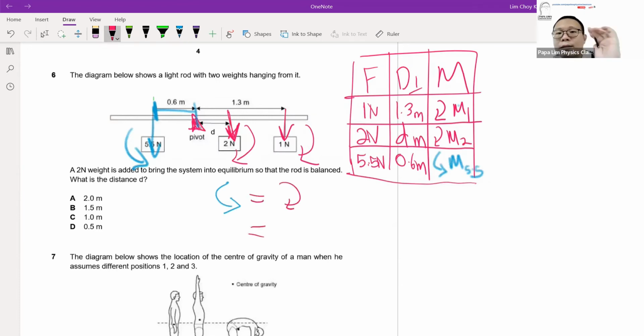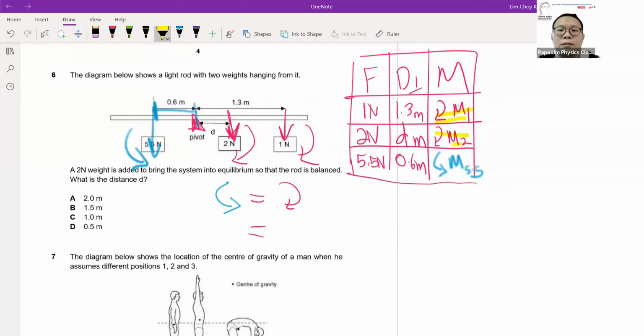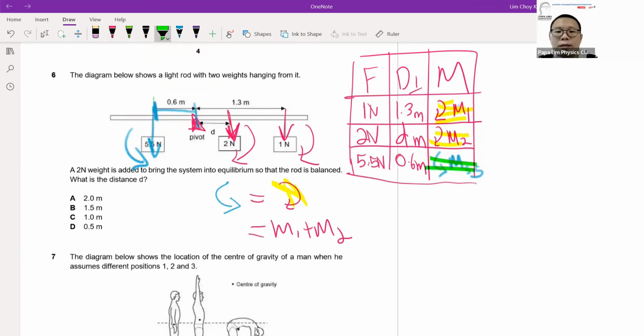So the next step is to group all the clockwise moments together and group all the anti-clockwise moments together. For clockwise, I have 2 sets. These 2 sets, I'll group on the right side, which is M1 plus M2. Anti-clockwise, I have 1 set, which is M5.5. So this one will be here.